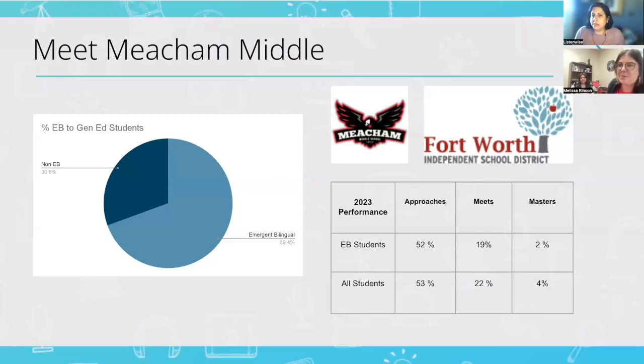We want to acknowledge we certainly have work to do at Meacham Middle School to raise the bar and get those numbers up for all students. I know that I am not happy with the fact that only 53% of our students are even approaching grade level. That means 47% are not. That means 48% of our EB students are not meeting grade level standard. And that's an area of growth for us. And so we are going into our pockets and looking for all resources that can possibly help us.